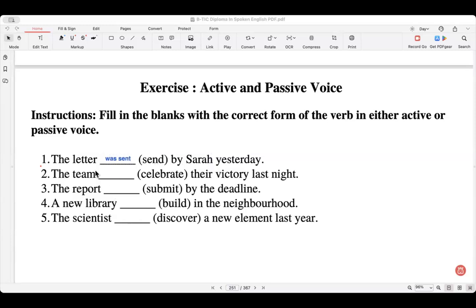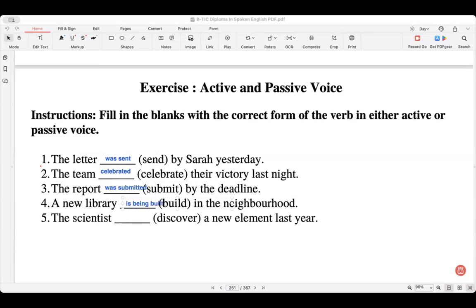Next, the team? A team was celebrated. No, just celebrated. Okay. Next, the report? Was submitted. Sorry, submitted. Yes, correct. Good job. Next, a new library is being built. Is being built.